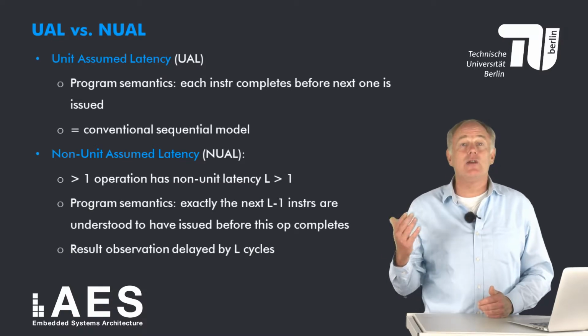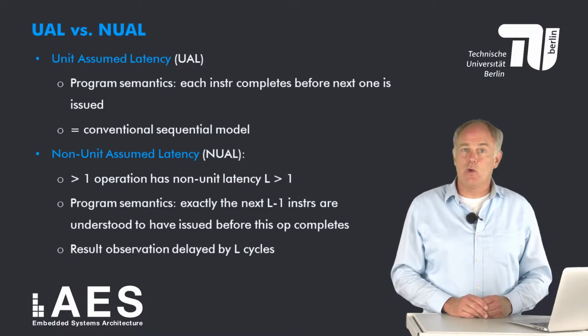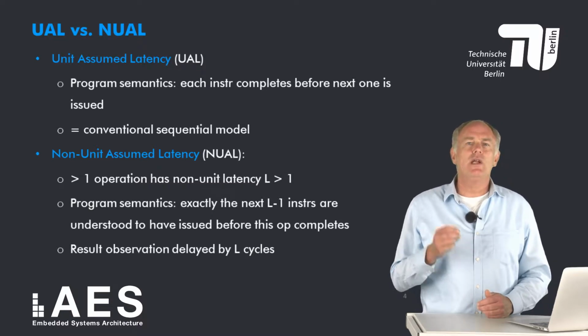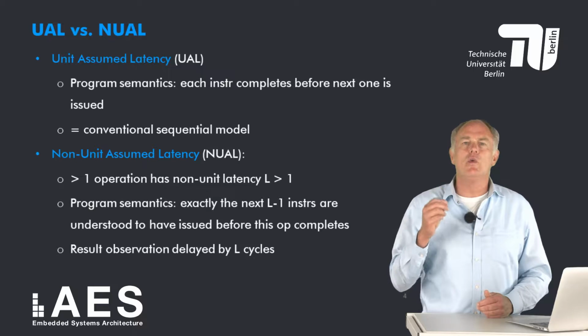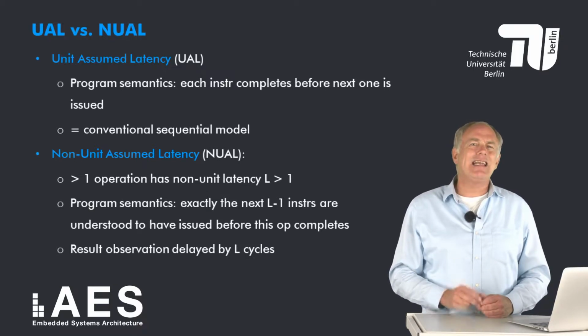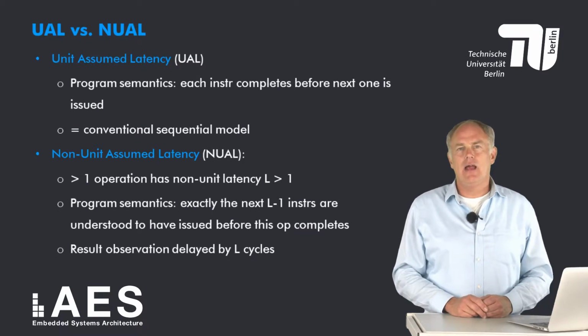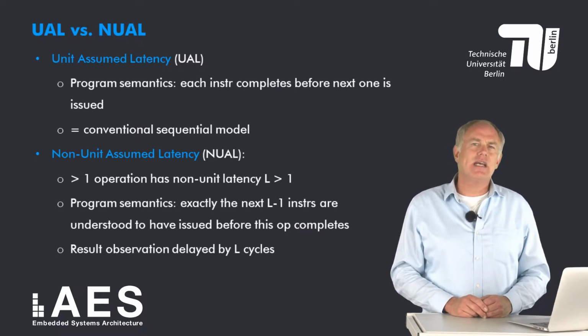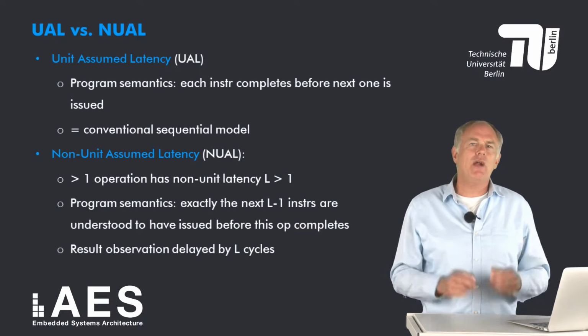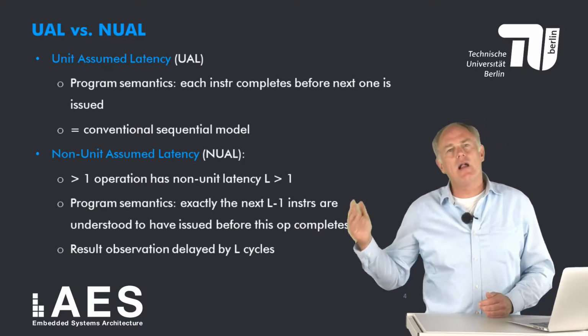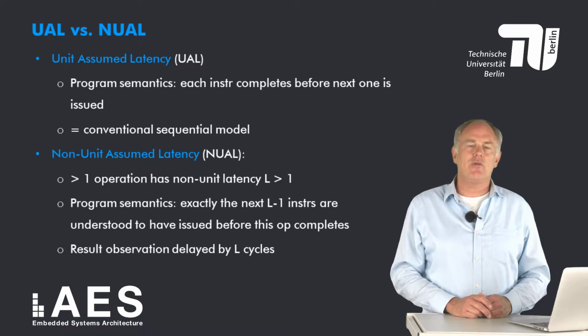When we go to VLIW, however, this model doesn't work anymore. We have to employ a model called non-unit assumed latency, or NUAL. That means that at least one of the operations has a non-unit latency L, and the program's semantics is such that before the operation completes, the next L-1 instructions have already been issued. In other words, it takes L cycles for the results to become visible.